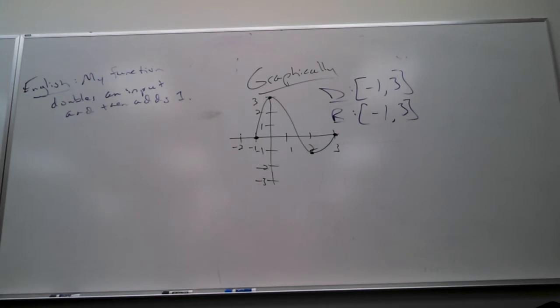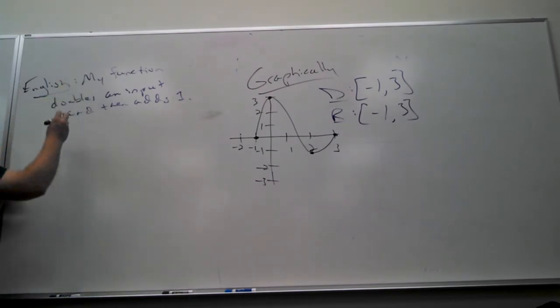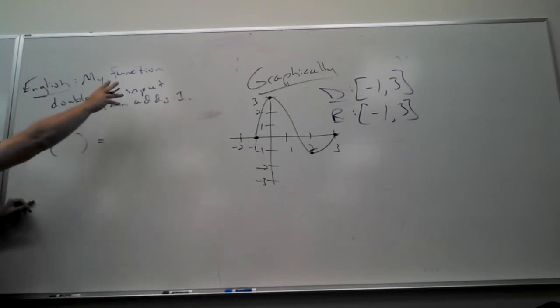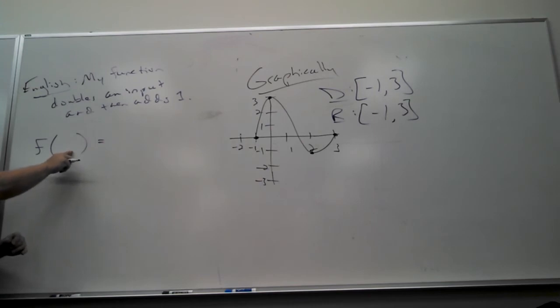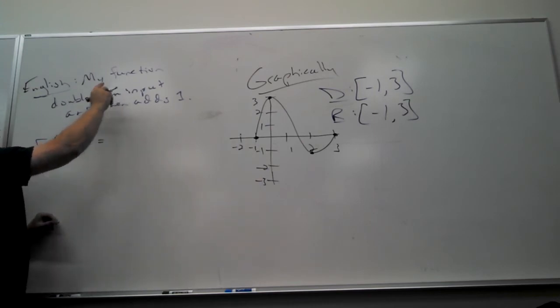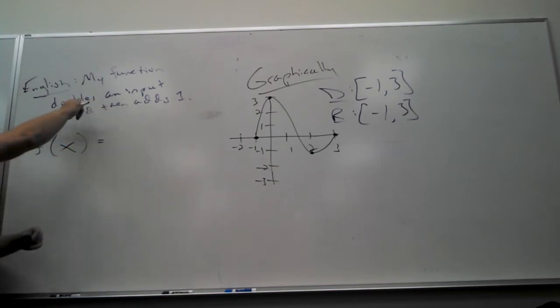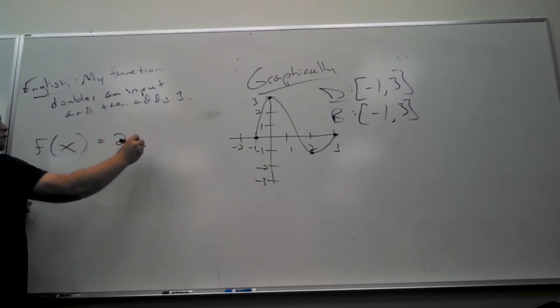So math people would cringe and go, man, there are so many words. Can we condense that? So how would I write this as a mathematical statement? This is function notation. My function takes something and it does what to it? It doubles the input. Whatever the input is, it's going to double it. So if I'm using x, how would I write this in math? 2x. Yeah, doubles the input, 2x plus 1.